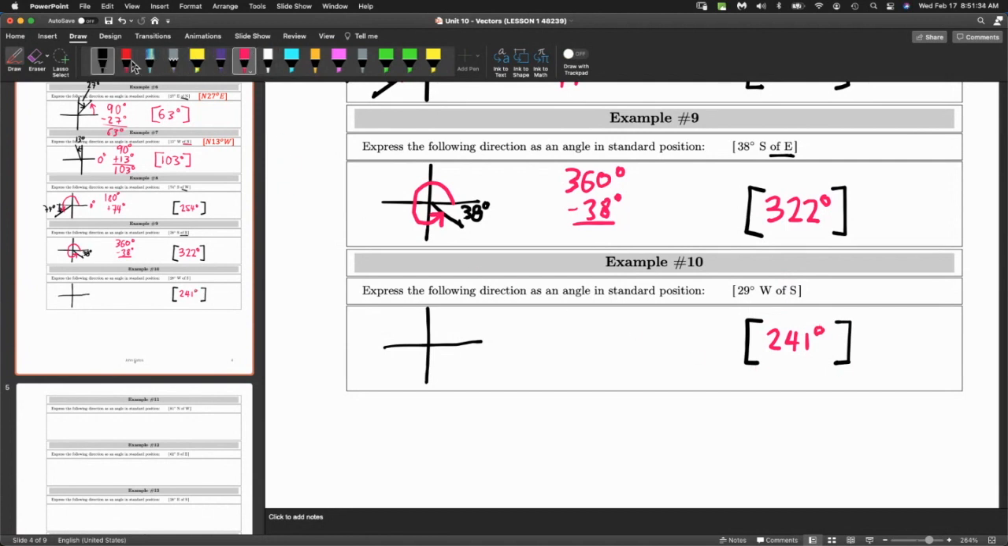Okay, so we have of south. So here's south, and you're going toward the west. So this little angle in the gap here is 29. But if I go this way, I gotta go all the way around here. That's the angle that I want in standard position. So I gotta take 270. Thank you, Anthony. We don't quite get to 270. 270 is right there. We're just shy of it. We have to deduct 29. And that's how you get 241.